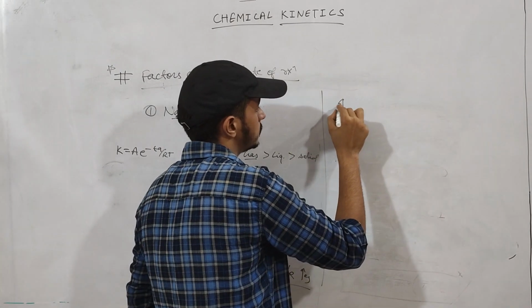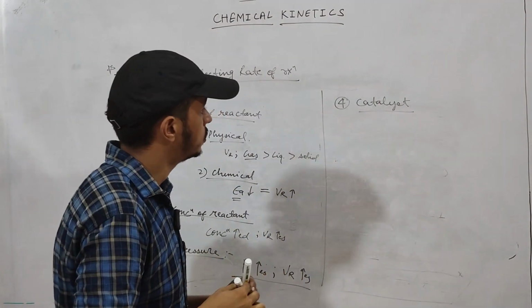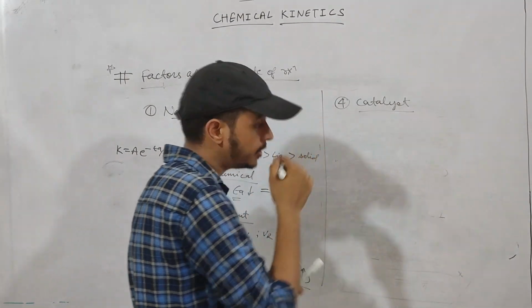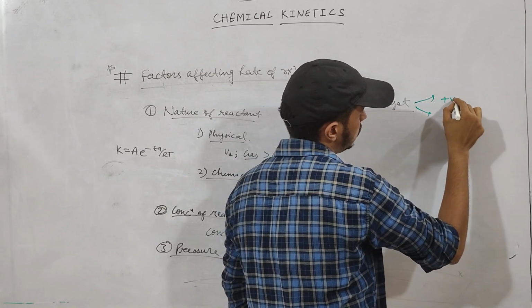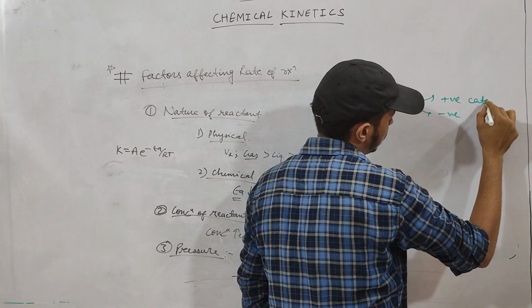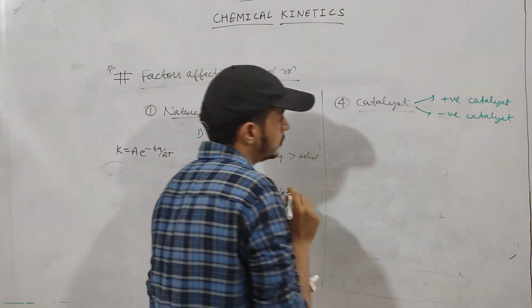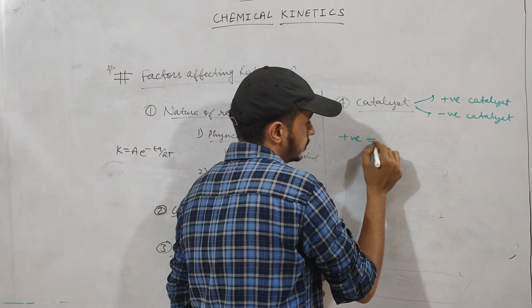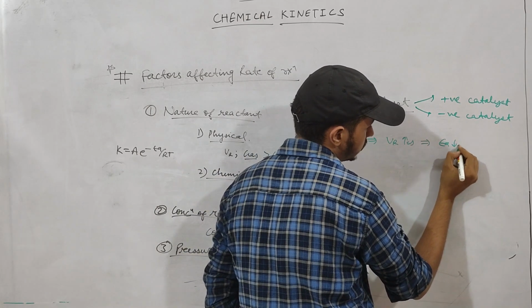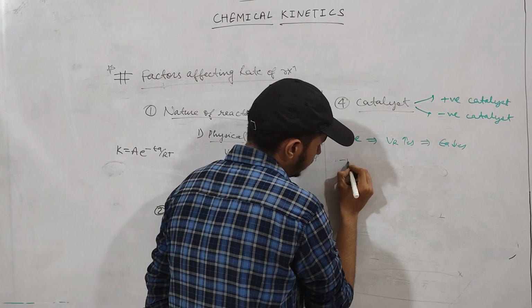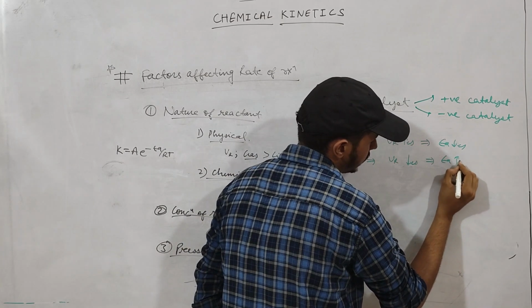The fourth factor is catalyst. So first of all, what is a catalyst? It does not participate in the reaction, but it changes the speed or velocity. There are two types of catalyst: positive catalyst and negative catalyst. When a positive catalyst is added to the reaction, the rate of reaction increases because there is a decrease in the activation energy. Similarly, if a negative catalyst is added, the rate of reaction decreases because there is an increase in the activation energy.